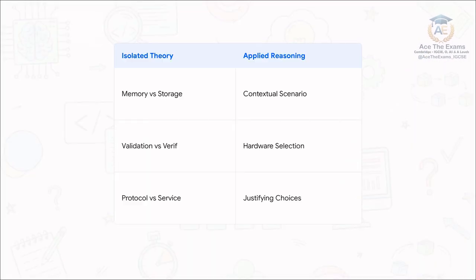When we compare isolated theory to applied reasoning, it reveals exactly where things go off the rails. Computer science mistakes happen when students confuse similar concepts instead of diagnosing the exact demand of the question. You see this all the time, mixing up memory versus storage, validation versus verification, or in our case today, just explaining what a parity bit is instead of how it's actively used in the specific context. If you stay on the isolated theory side, you lose marks. We need to shift you over to applied exam connections.